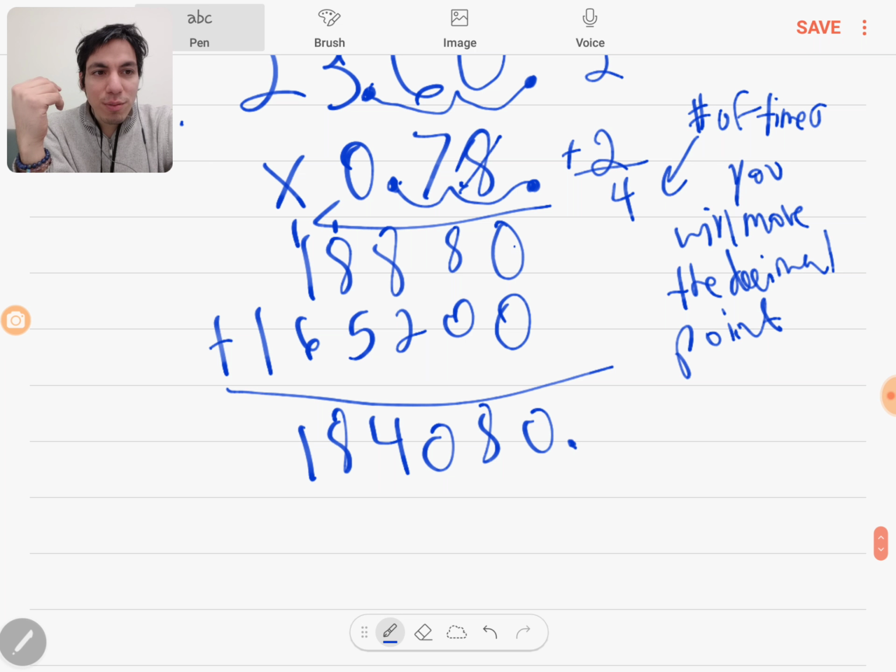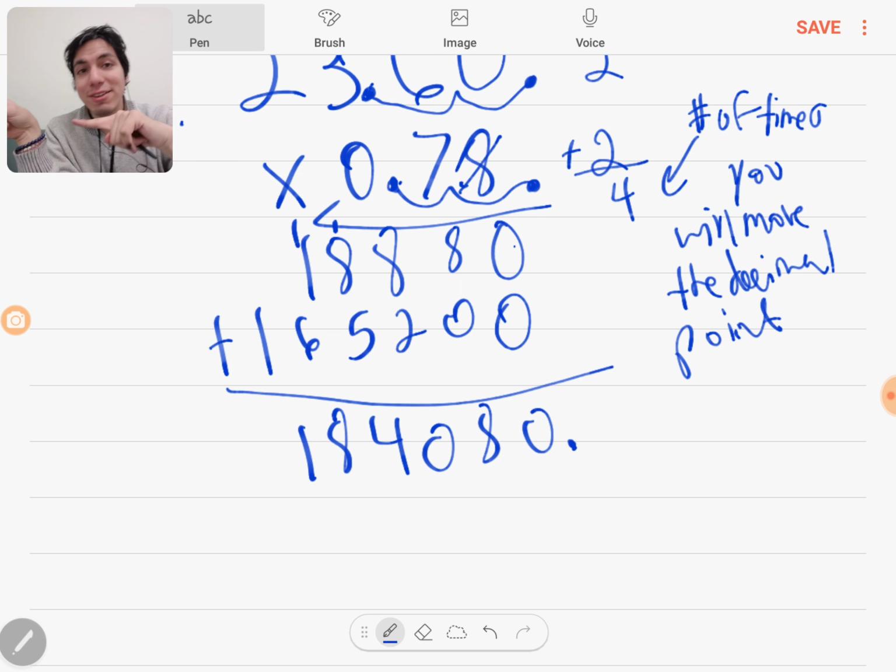So I start from the furthest point to the right, and I move to the left 4 times in this case. 1, 2, 3, 4, and I put a dot right there. So then I have 18.480 as my answer. That indicates how many times I multiplied the decimal point over.